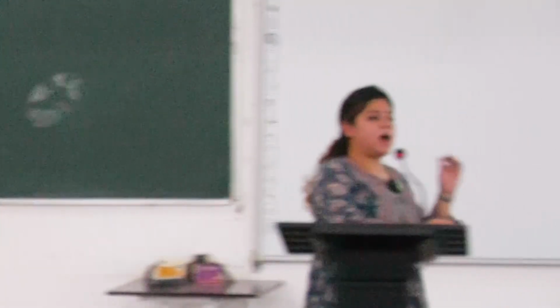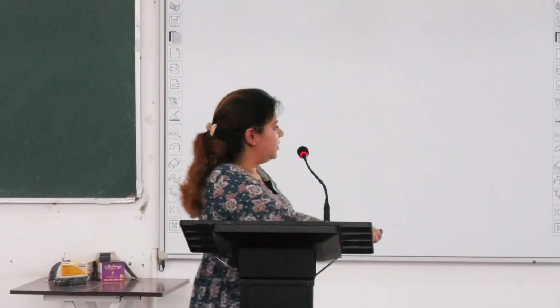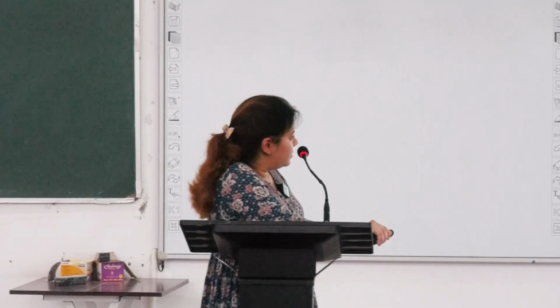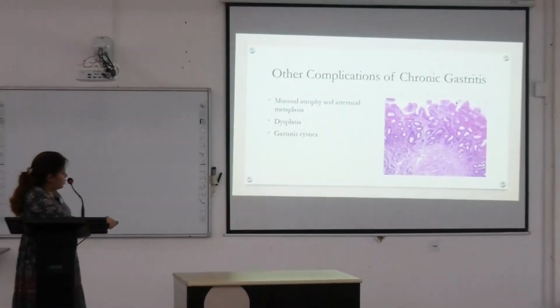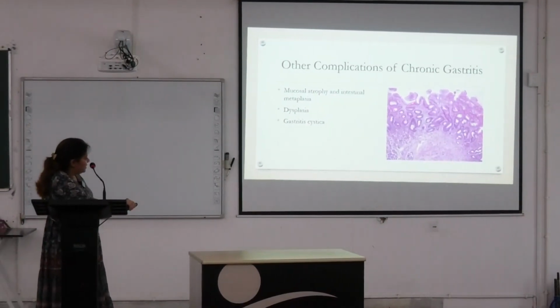Now, goblet cells are characteristic of intestine only. They are not present in the stomach. So, what is metaplasia? It is the change in the character of the epithelium. So, intestinal goblet cells are now present here. These clear spaces you can see. This is not normally here. These are the clear spaces.